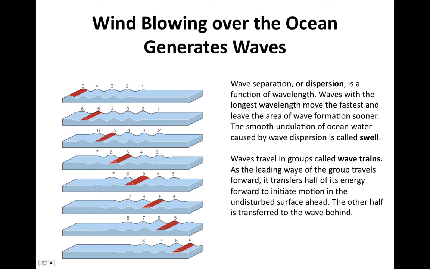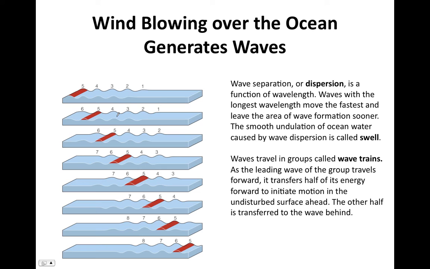So now we're going to talk about how waves move. Whenever waves are generated by the wind, they begin to travel through the ocean. And the speed at which a wave travels is determined by its wavelength. So waves with longer wavelengths travel faster than waves with shorter wavelengths. And whenever waves of all different wavelengths are generated by the wind, as they travel, they begin to separate, where the longer wavelength waves travel faster and pull out ahead of all the other waves.